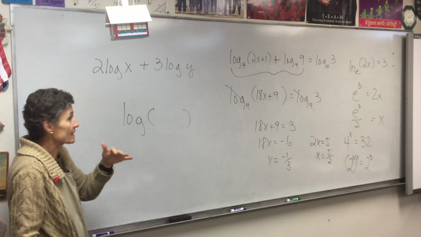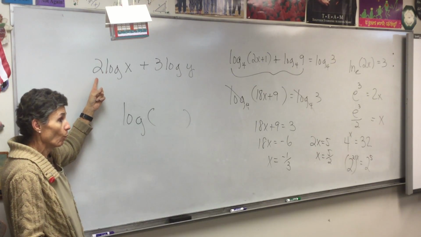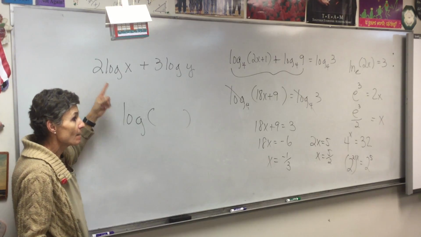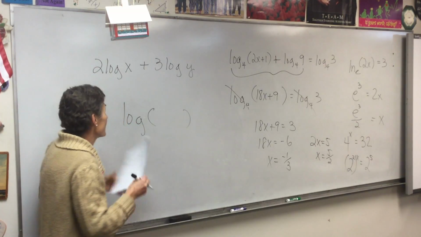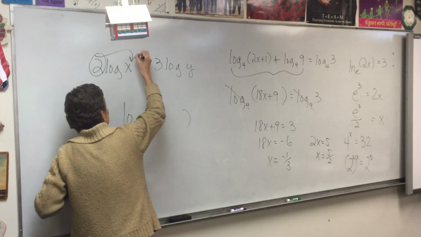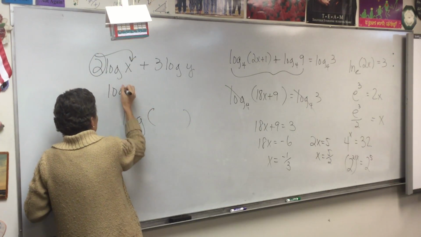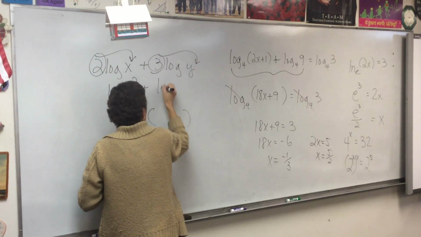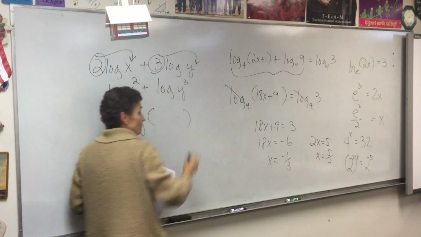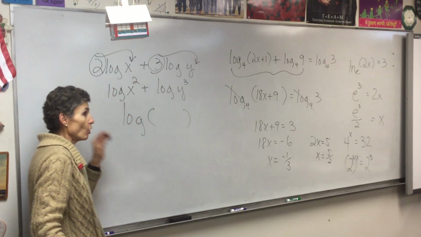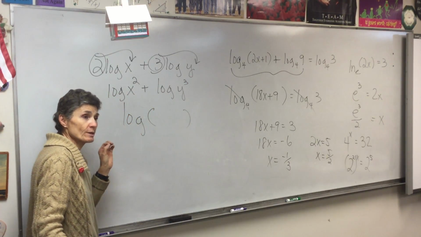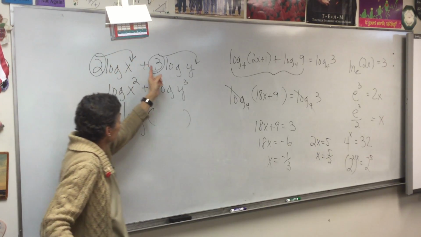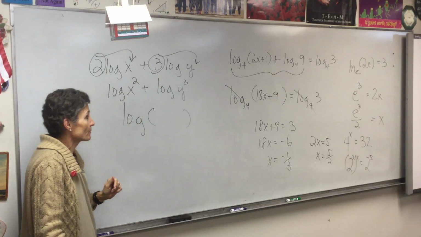Okay, that I can deal with. What about these guys? What am I going to do with those? I'm not going to divide. Move them where? They're an exponent. Very good. This is the log of x squared, and this is the log of y cubed. Coefficients in front of logarithms are exponents. So this is x squared, and this is y cubed.